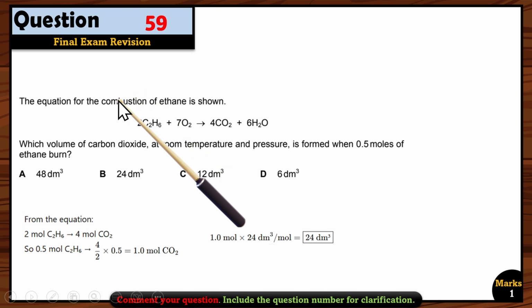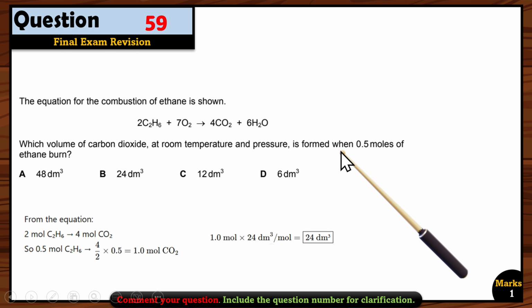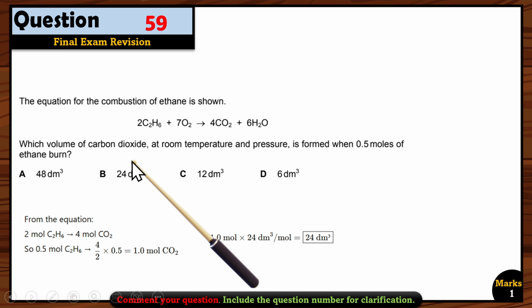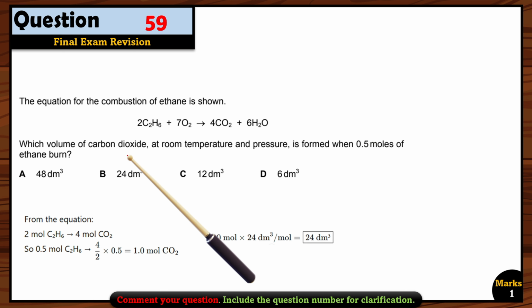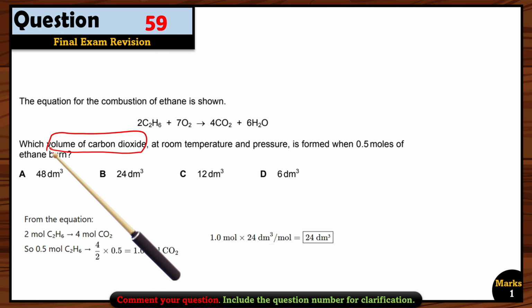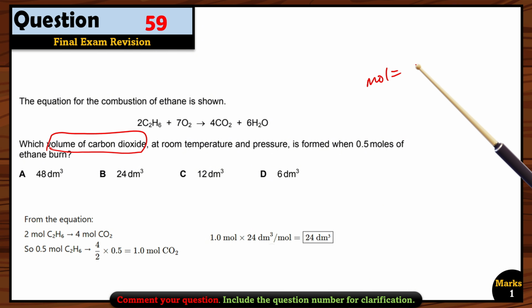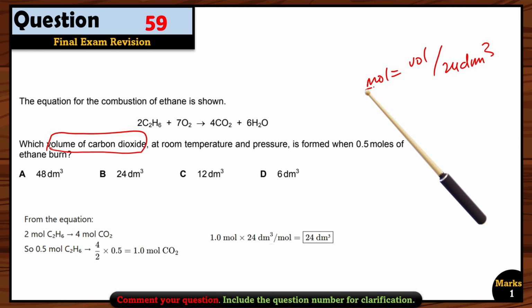The equation for the combustion of ethane is shown. Which volume of carbon dioxide is produced from 0.5 moles of ethane? Simple question. Again, you have to find the volume of carbon dioxide. It's a gas. Simple. Moles is equal to volume divided by 24 dm cube, right? So you just have to find the moles.